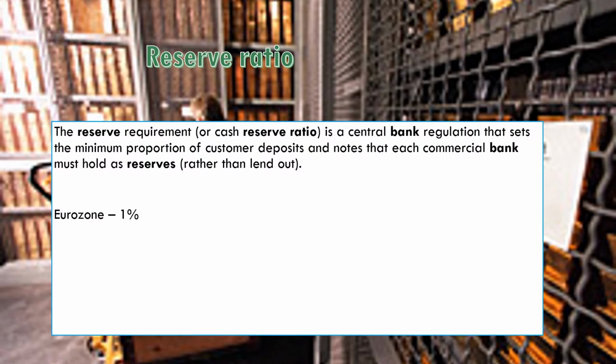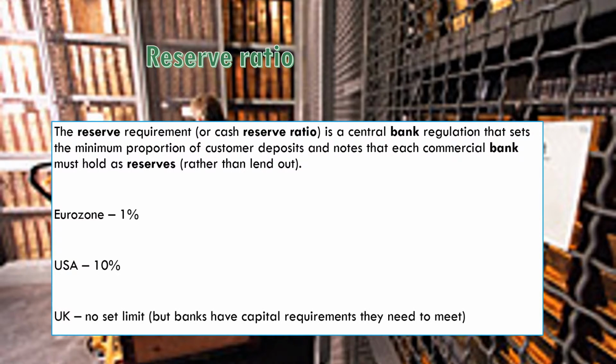So for example, in the Eurozone, it's 1%. In the United States, it's 10%. In the UK, there's no set limit, but there are some requirements that UK banks need to meet.